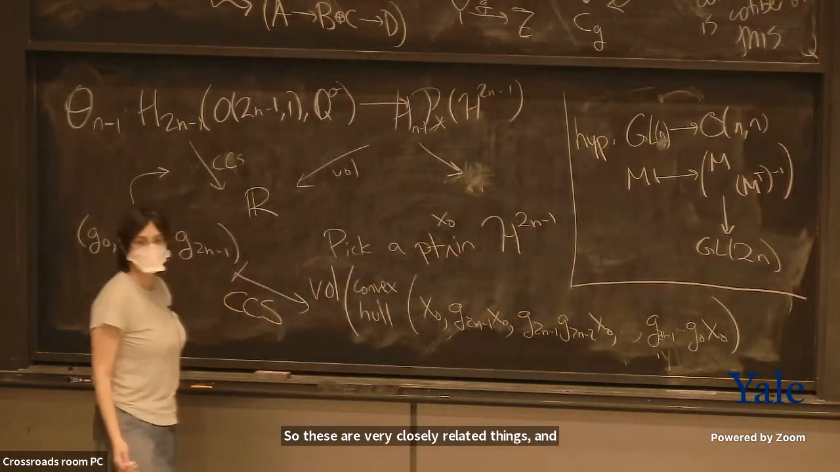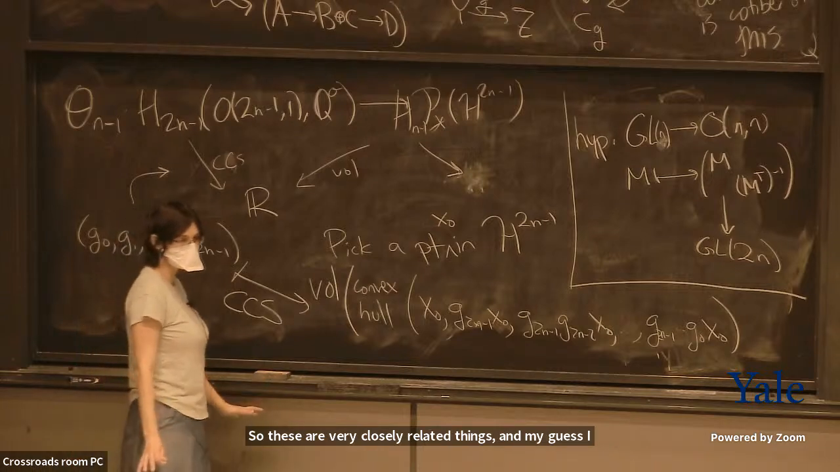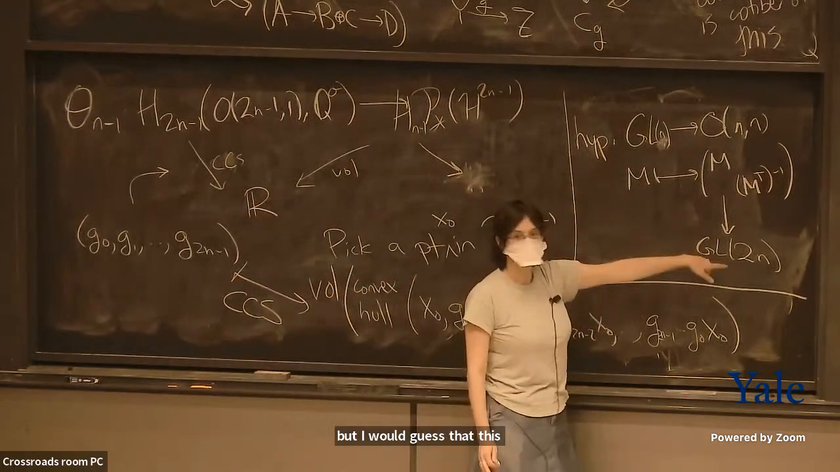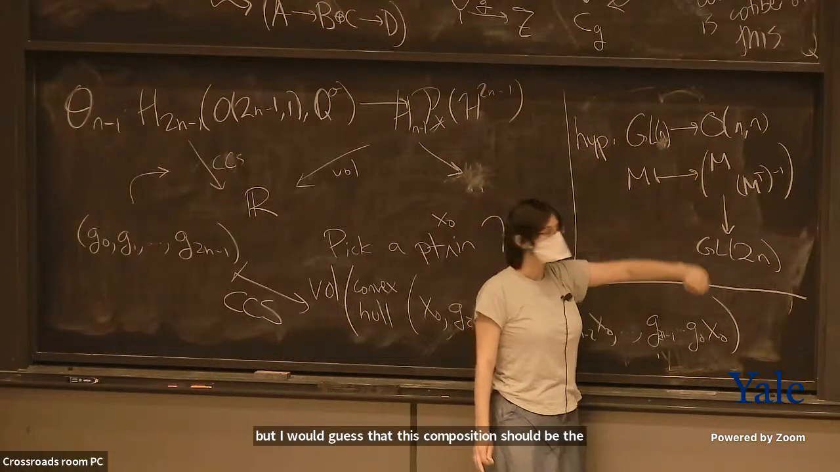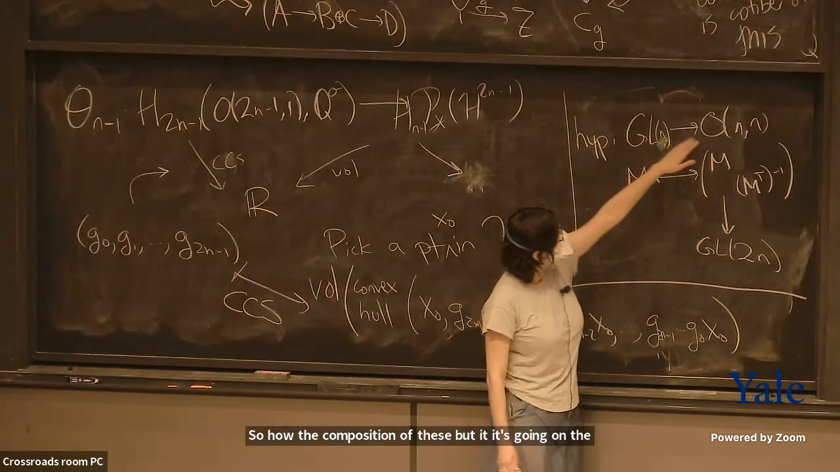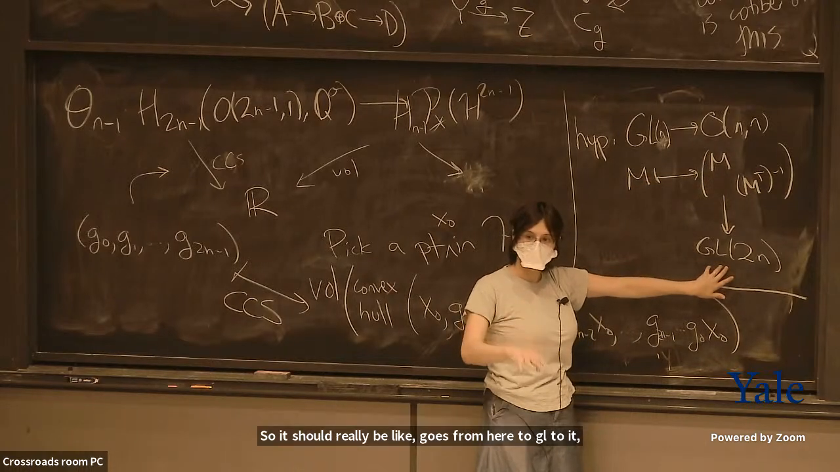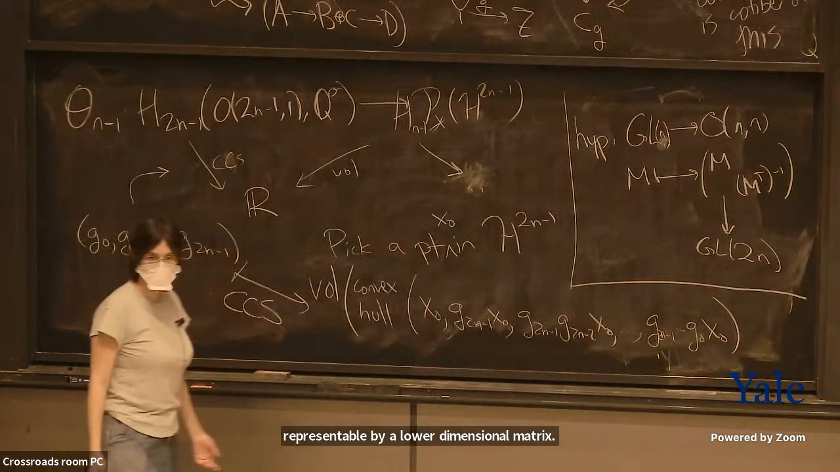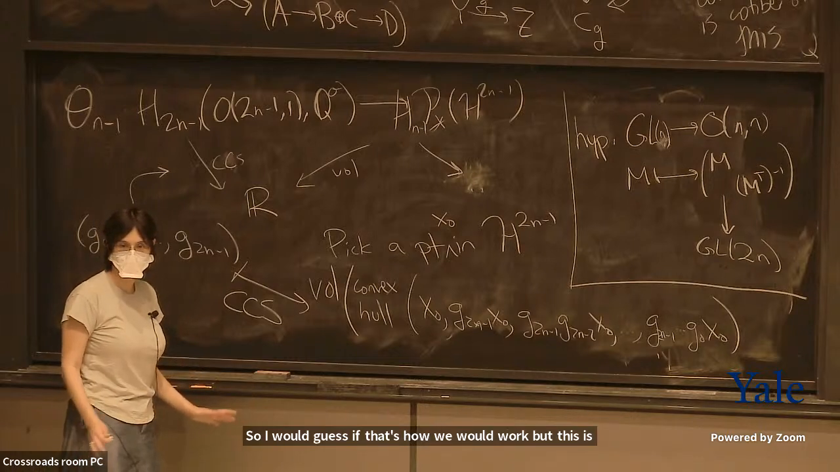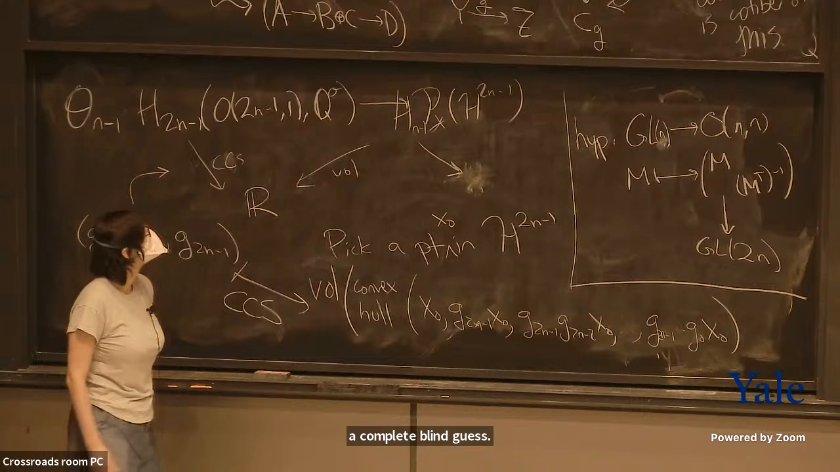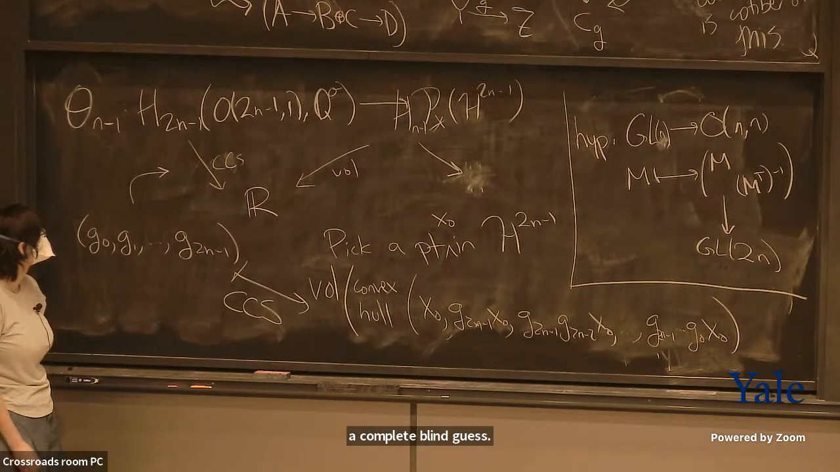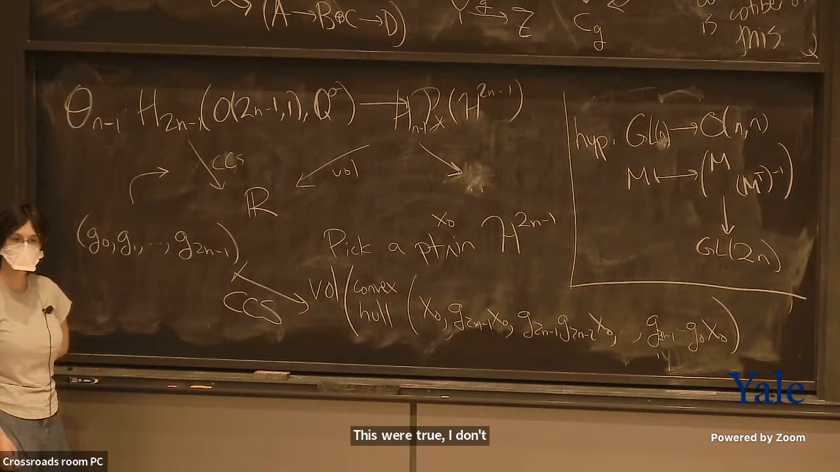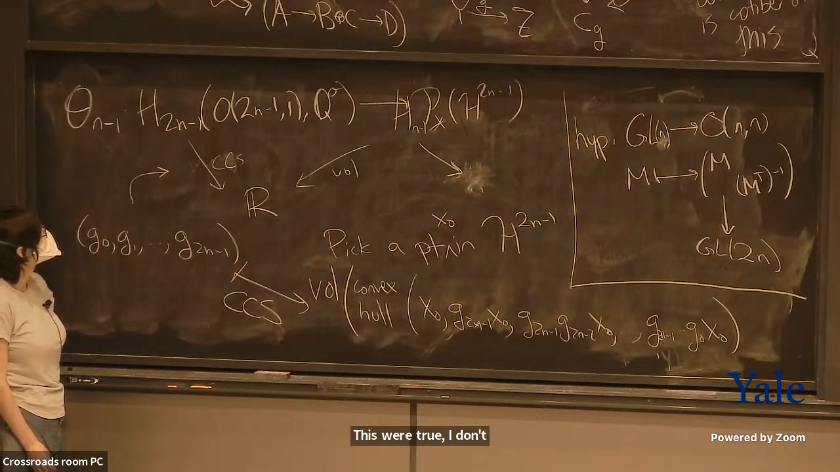And my guess, I have not thought about this, so this is a complete guess, do not quote me on this, but I would guess that this composition should be somehow the composition of these. But it's going in the other direction, so it should go from here to GL_{2N}, and then you should end up in something which is representable by a lower dimensional matrix. So that's how I would guess it would work, but this is a complete blind guess. But if this were true, could you use it as a variational conjecture starting from your stuff? I don't know. I have absolutely no idea.